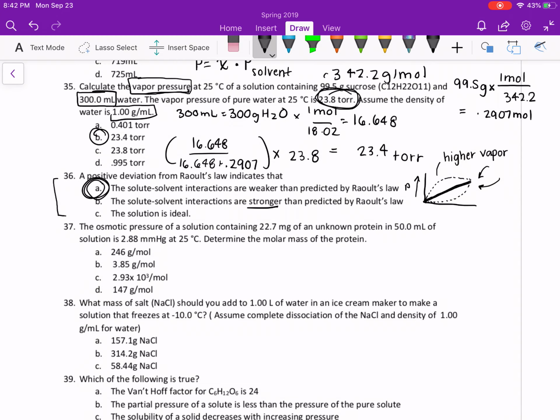So 37, osmotic pressure, so it's going to be pi equals MRT, so it's osmotic pressure equals molarity times the gas constant times temperature. So when you do this out, this one's a little bit tricky. So it gives me my pressure, it gives me temperature, and it wants me to find molar mass. All right, so to start out, I would just solve for molarity and go from there.